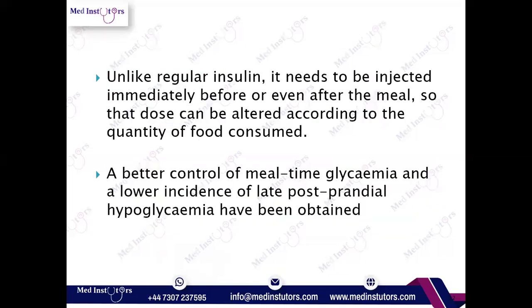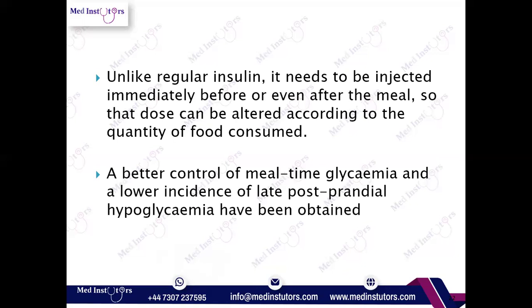Unlike our normal regular insulin, Lispro needs to be injected immediately before or even after the meal, so that the dose can be altered according to the quantity of food consumed. A better control of the mealtime glycemia and lower incidence of late postprandial hypoglycemia have been obtained with the use of Lispro. So that is the main use of rapid-acting insulin.